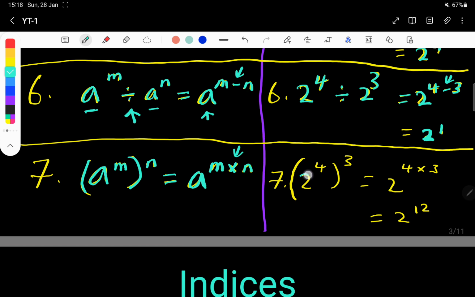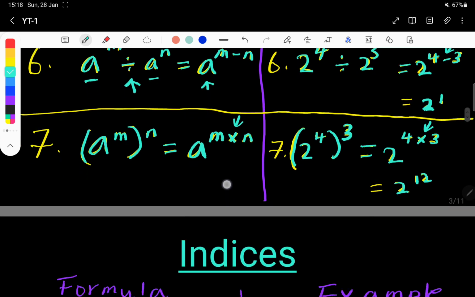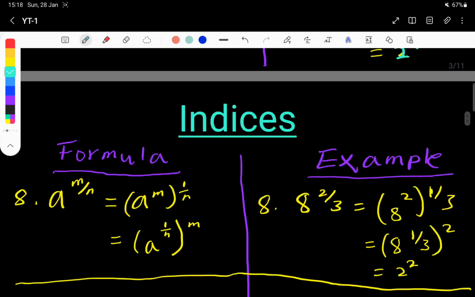For example, let's say you have 2 power of 4, close the bracket, and then power again with 3. What you get is 2 power of what? Whenever you have power of power, in the power part, you need to carry out the multiplication process. That's why you have 4 times 3. End up, you have 2 power of 12. Easy?